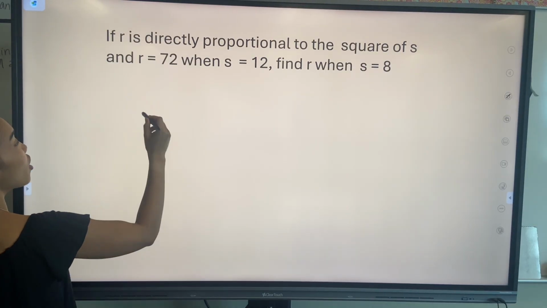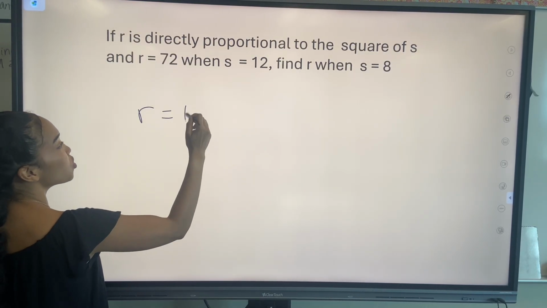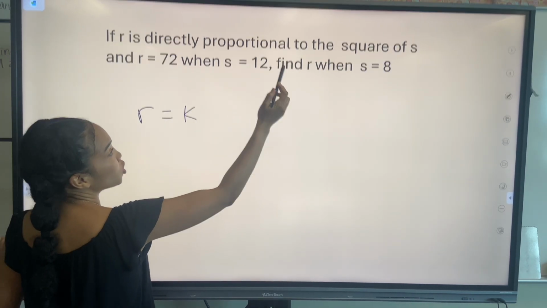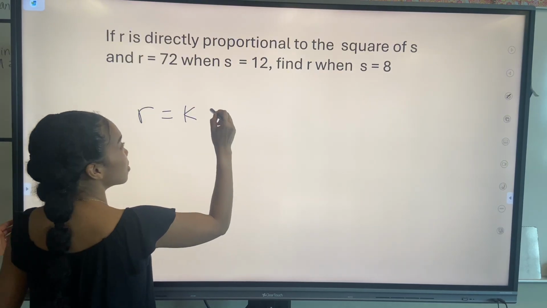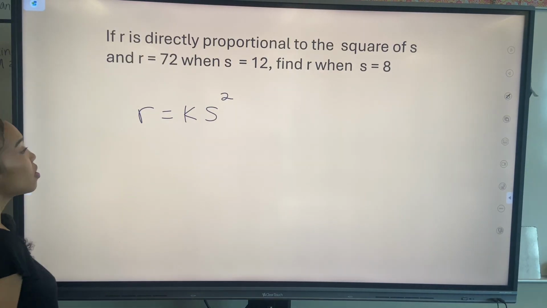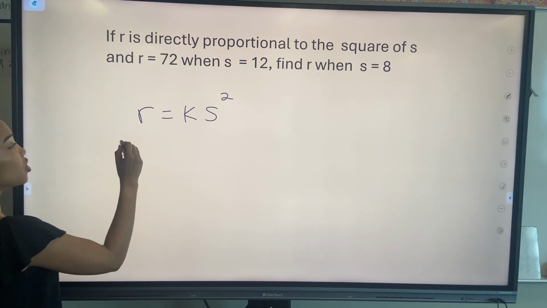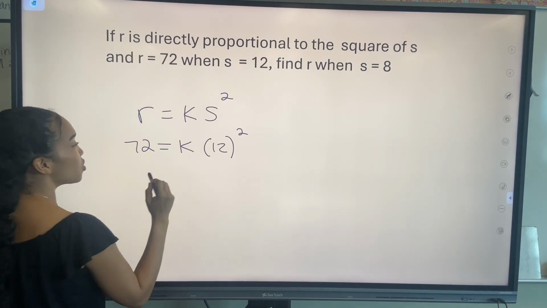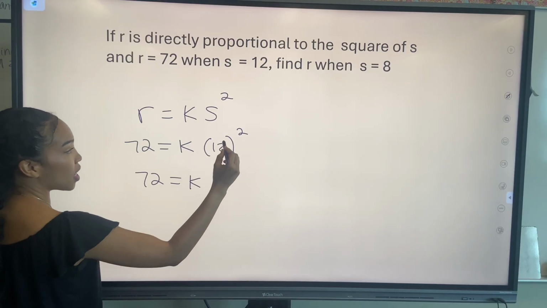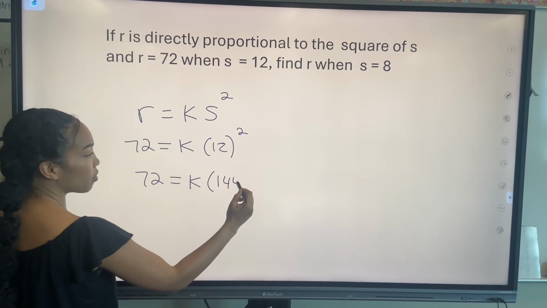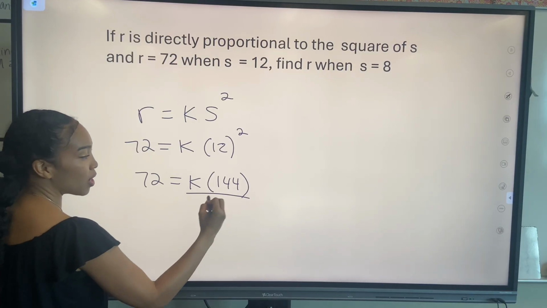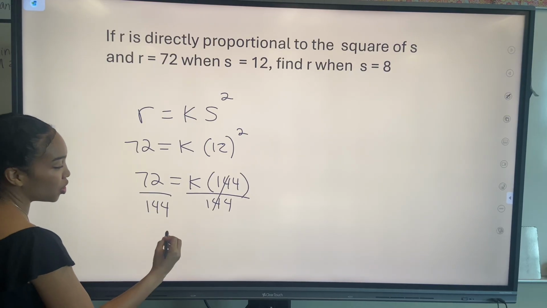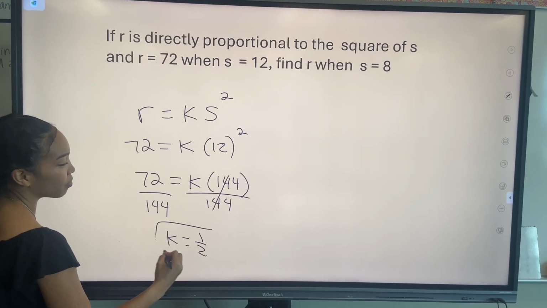Okay, so it says R is directly proportional, so k, and then I'm going to have my other letter variable here. It's directly proportional to the square of S. So this is S squared. Okay, so they're saying that R is 72 when S is 12. So you'll get 72 equals k times 12 squared, which is 144. And if you want to solve for k, you would divide both sides by 144. If you simplify this fraction, you'll get k is equal to 1/2.